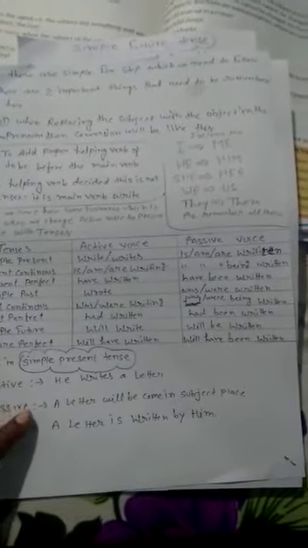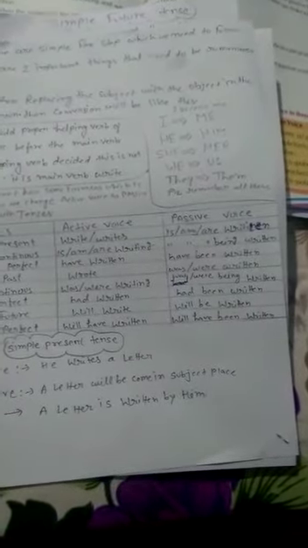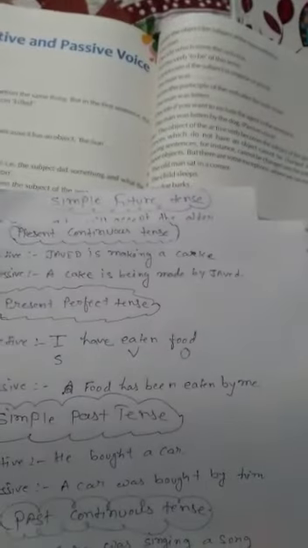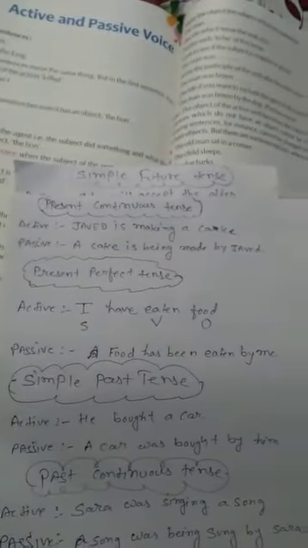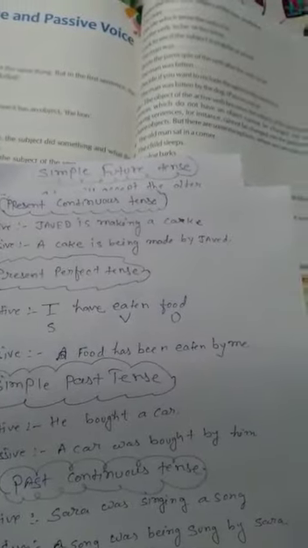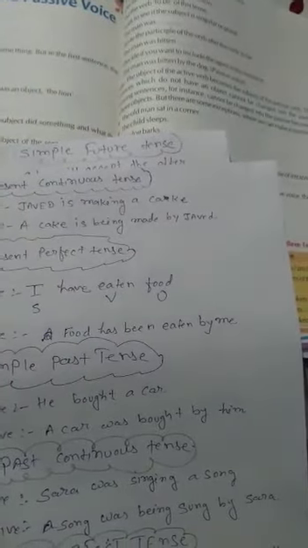See, in simple present tense, active: He writes a letter. Passive: A letter is written by him. A letter will come in the subject place. And present continuous tense. Active: Javed is making a cake. Passive: A cake is being made by Javed.